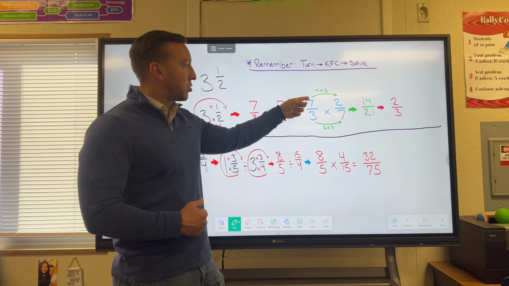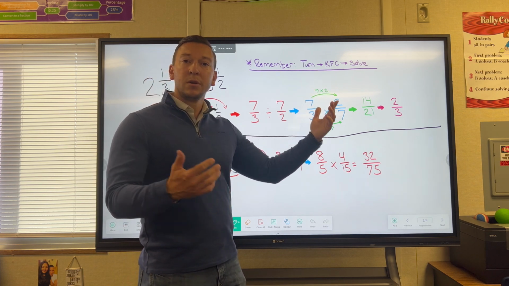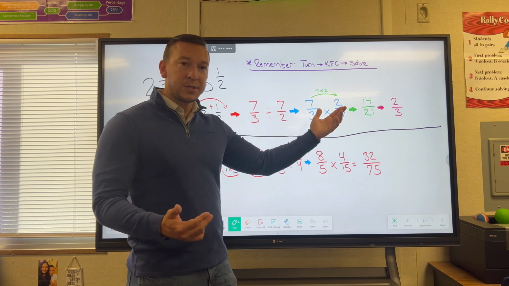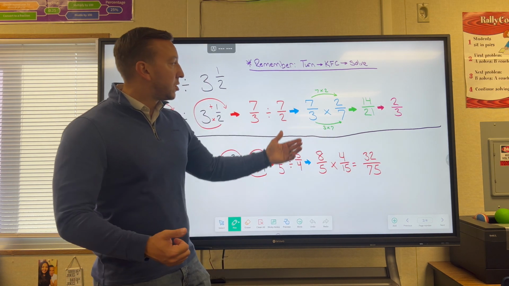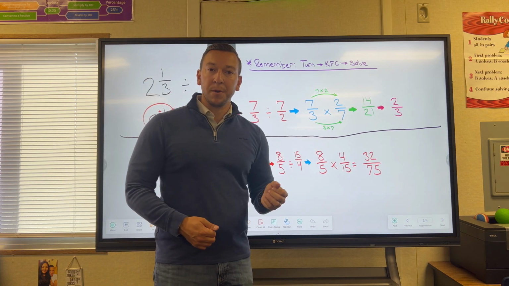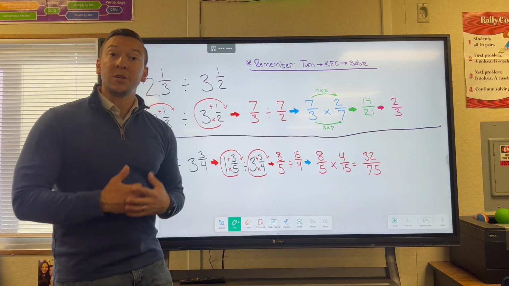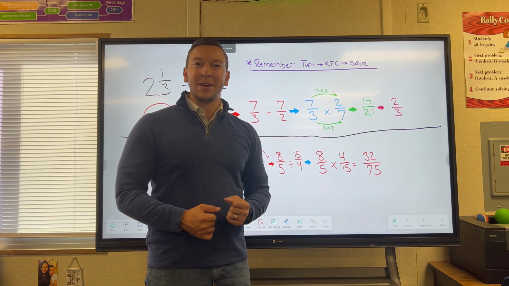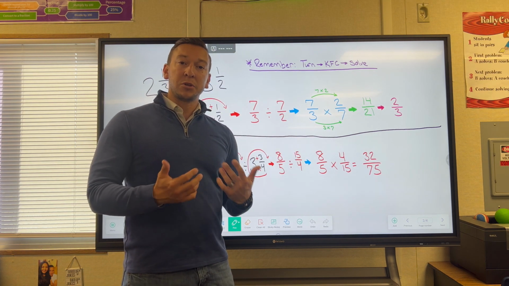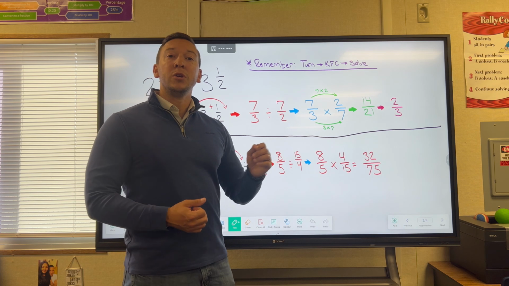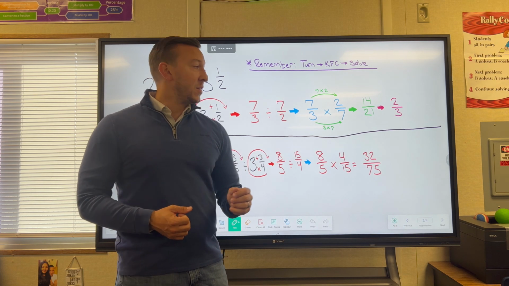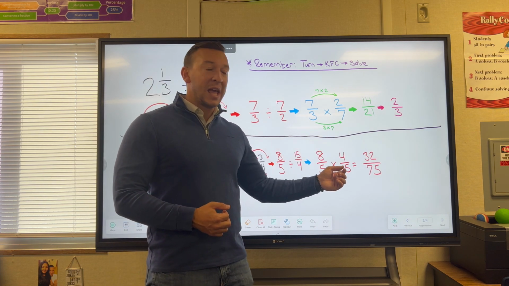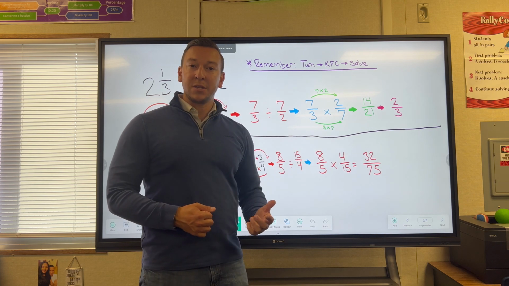So I'm going to multiply straight across. 7 times 2, 14. 3 times 7, 21. So now we have 14 over 21. Now, if your teacher tells you that you don't have to simplify or you don't have to worry about reducing, you're good right here. But if they tell you, make sure you simplify, remember, use your greatest common factor, in this case, it would be 7, and divide by the numerator and denominator.